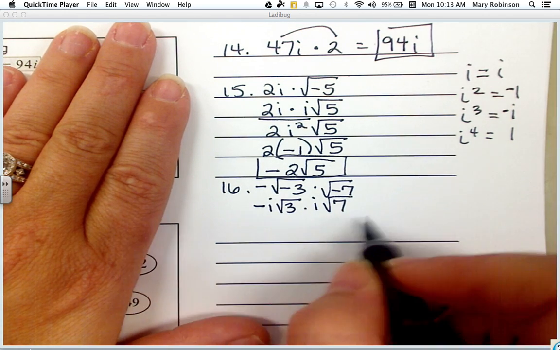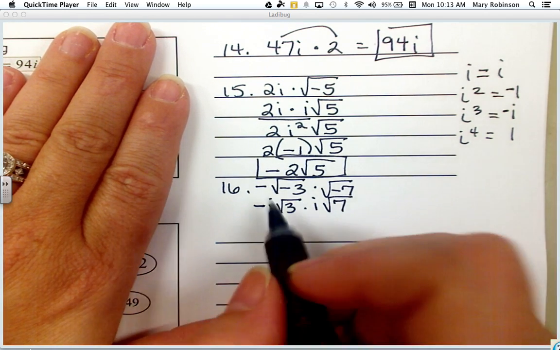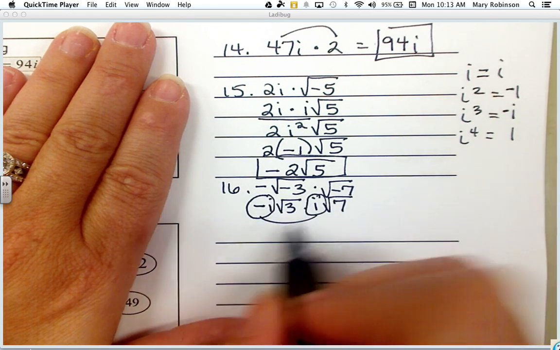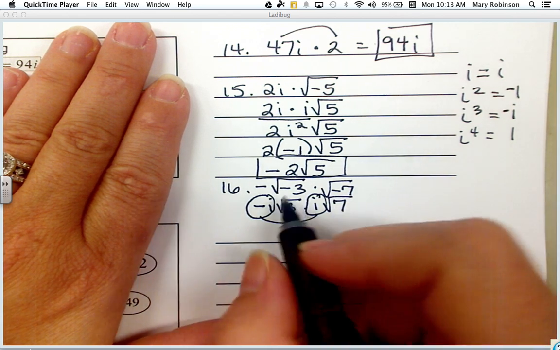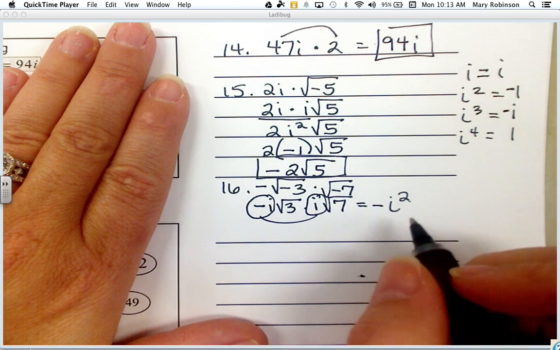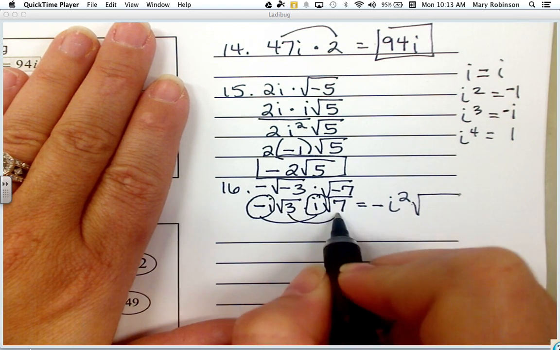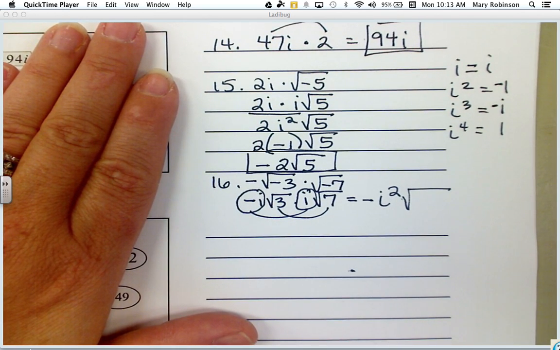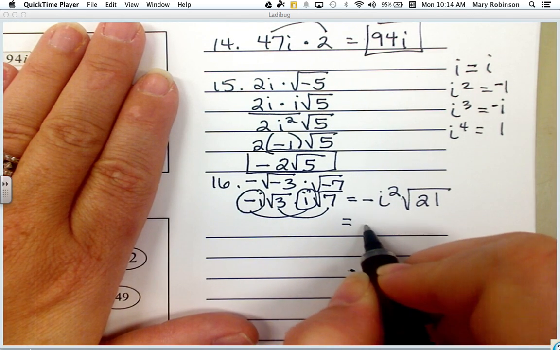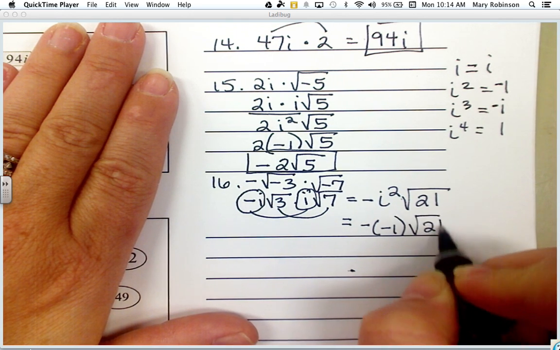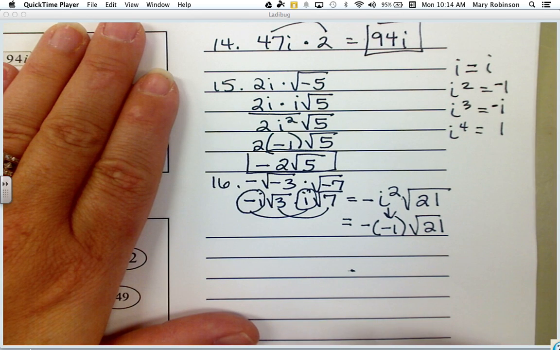Then we can multiply what we have left. So we always multiply what we have on the outside together. So negative i times positive i gives us negative i squared. Remember, when you multiply radicands, if they're numbers, you can just multiply them together. So 3 times 7 would be 21. What we do need to remember, however, is that i squared has a value of negative 1. So I'm going to substitute negative 1 for i squared.